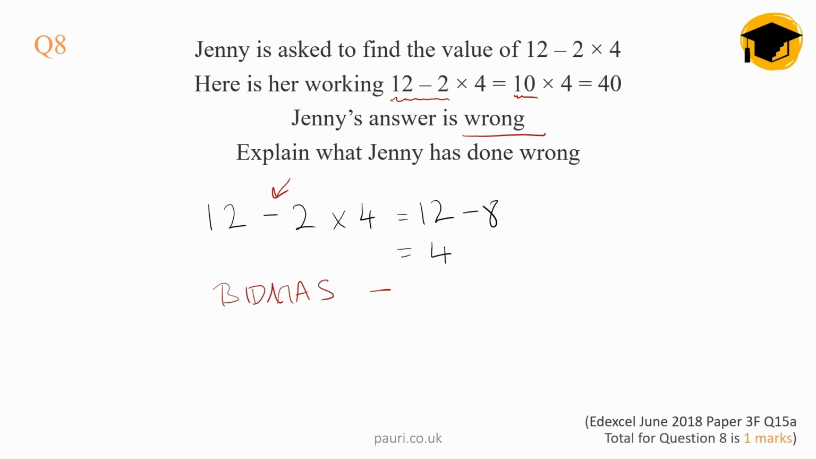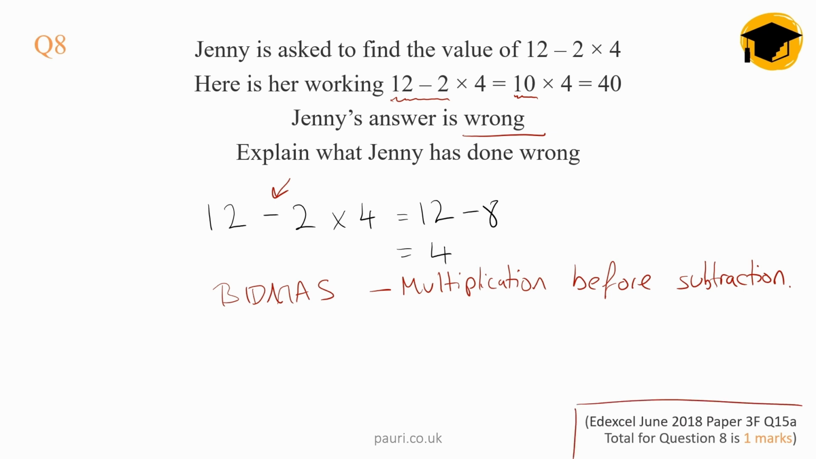And the key point that you want to write when writing your worded answer is multiplication before subtraction. So when we look at BIDMAS, multiplication comes before subtraction. So we need to do 2 times 4 in the question before we look at the 12. 1 mark.